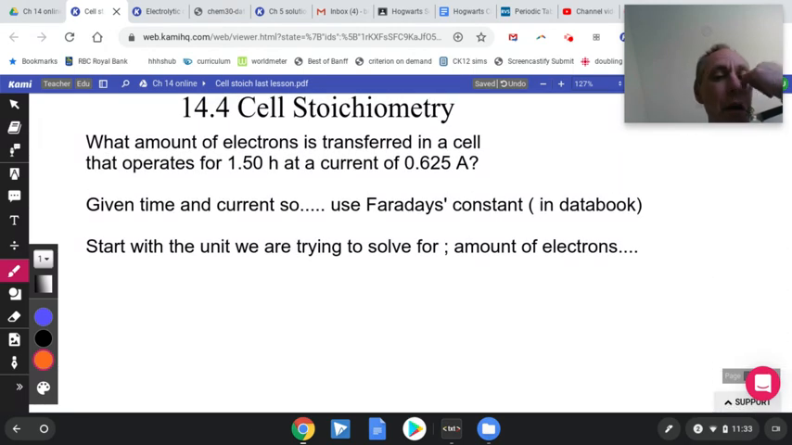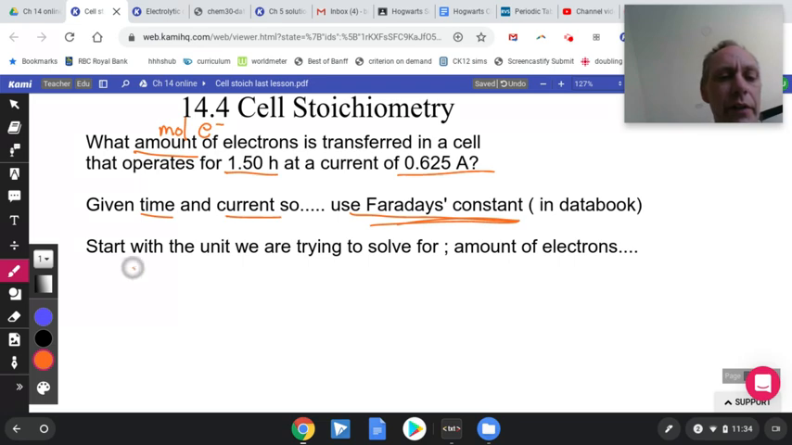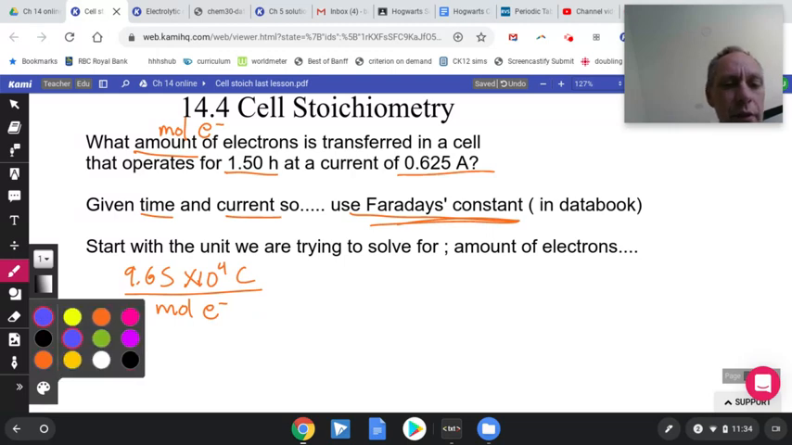Practice makes perfect. Okay, what amount of electrons? Amount means moles. So we're looking for what moles of electrons is transferred in a cell that operates for 1.50 hours at 0.625 amps. Okay, we're given time and current, so that means we're going to need Faraday's constant, 9.65 times 10 to the fourth coulombs per mole electrons.